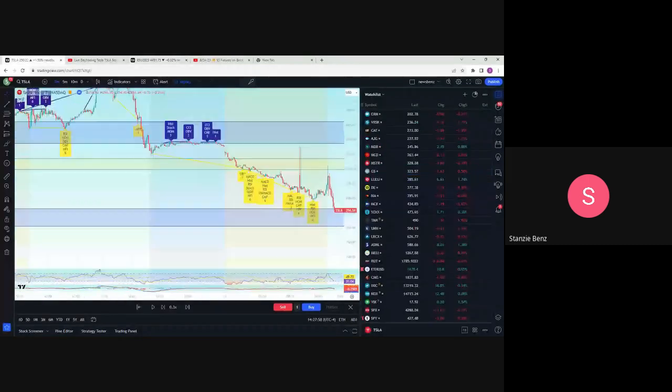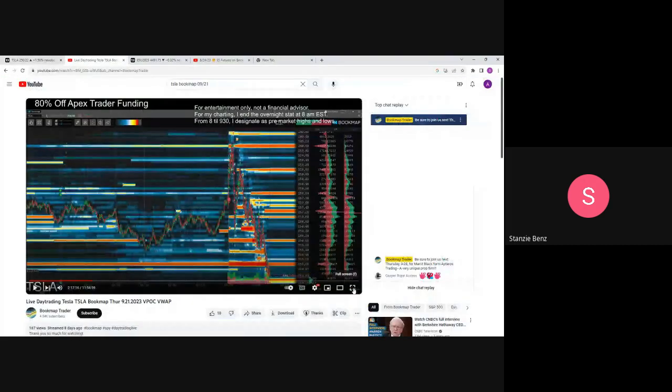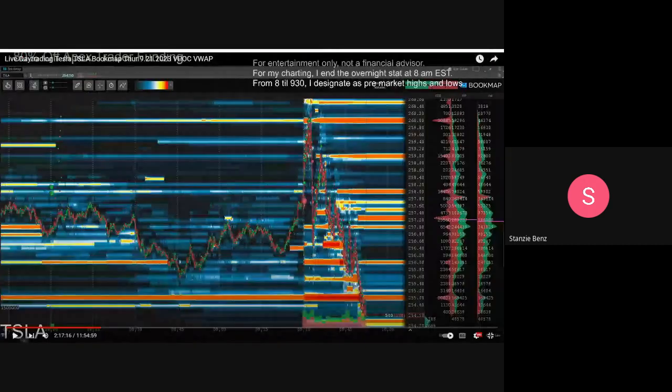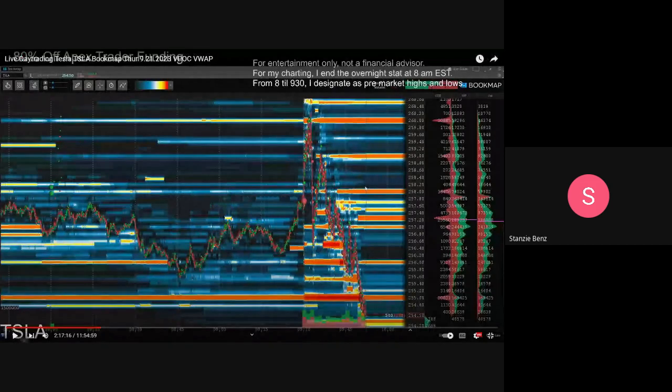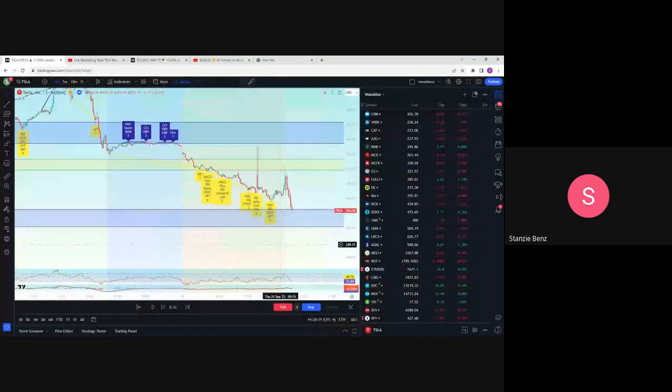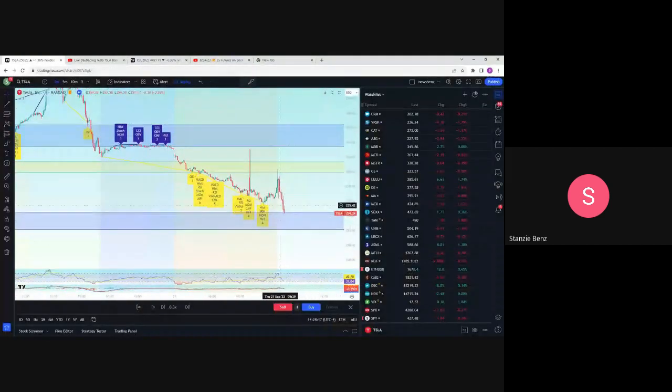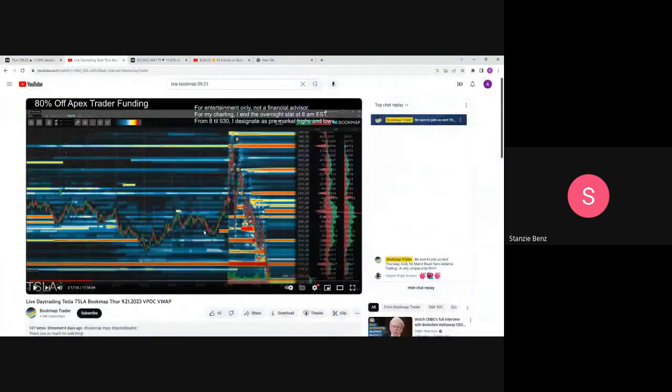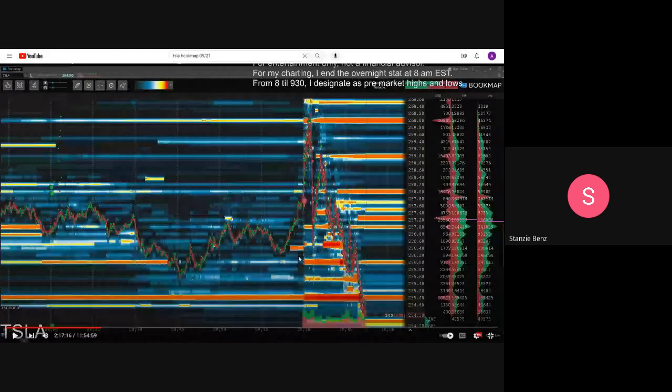Switch over to Tesla. All right, so this is that recording. Like you remember from that picture I just showed you, Tesla is testing this 254-ish area, and on here you see the same thing. We have a zone in that area. On the zone front, we're looking for a confirmation candle. On the book map front, we're looking for a confirmation of our zone, which we see buys here. Let's see what happens.